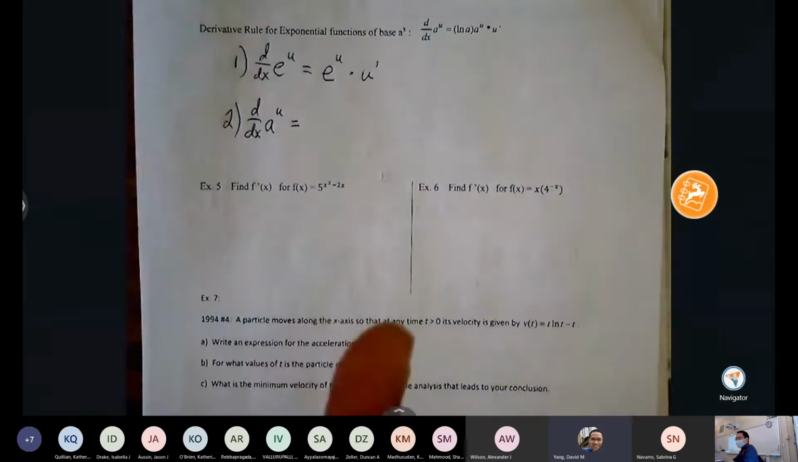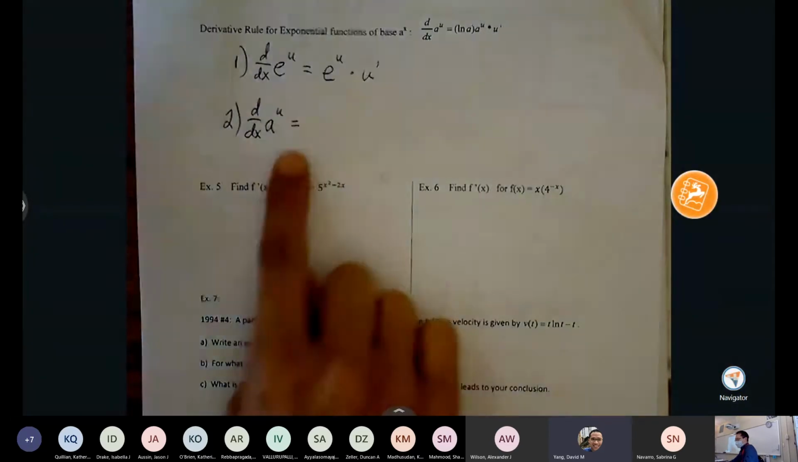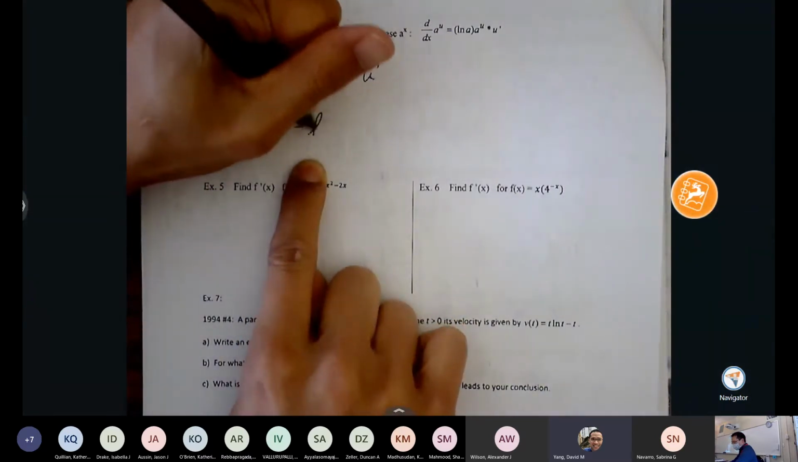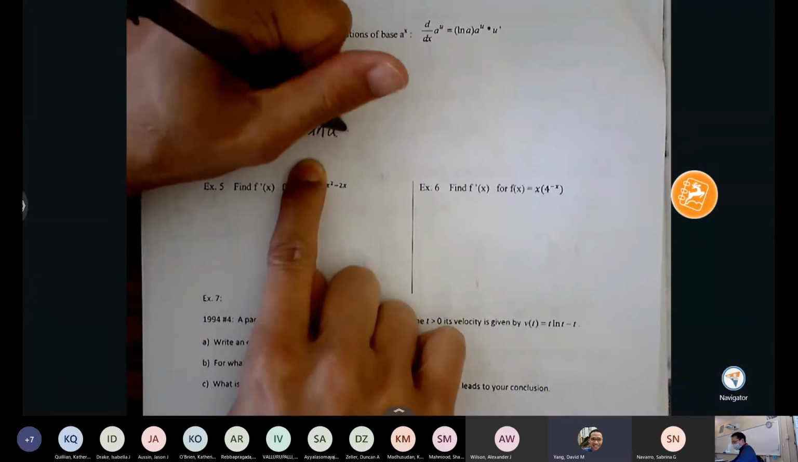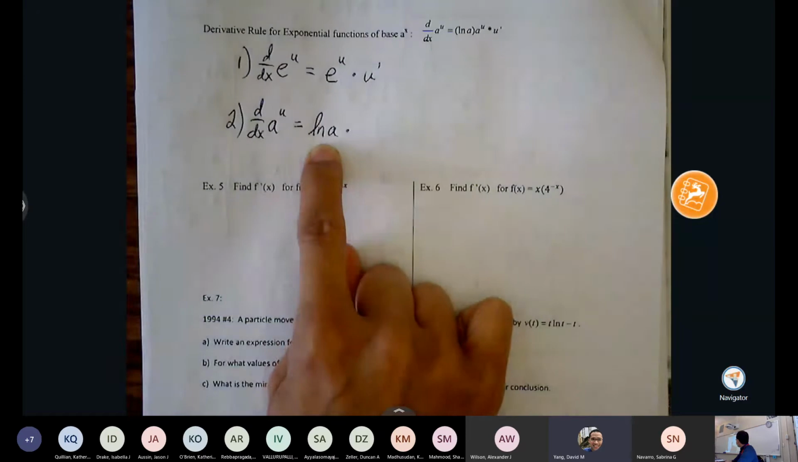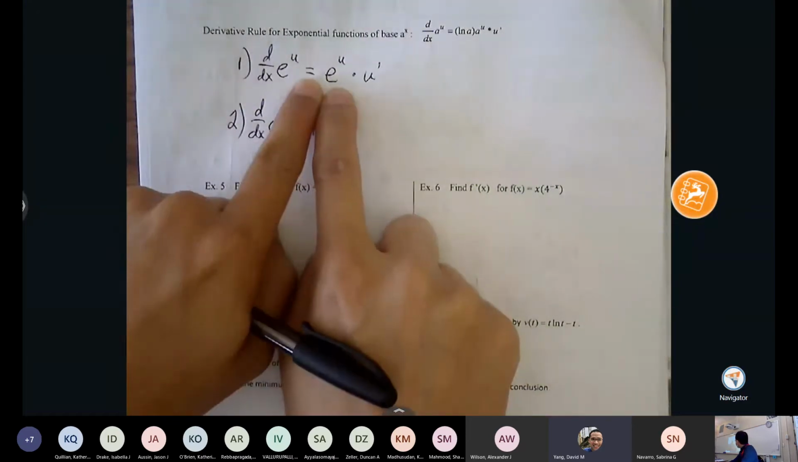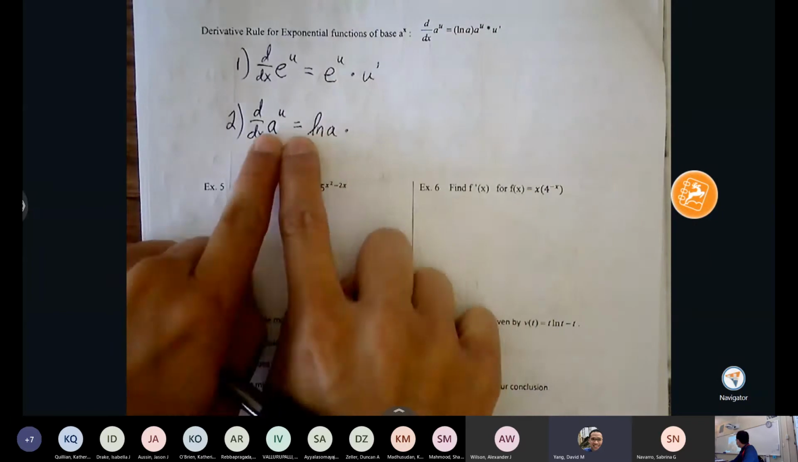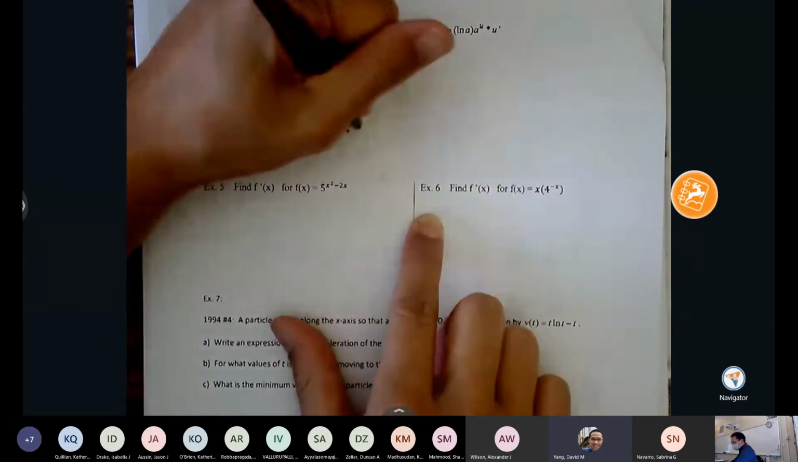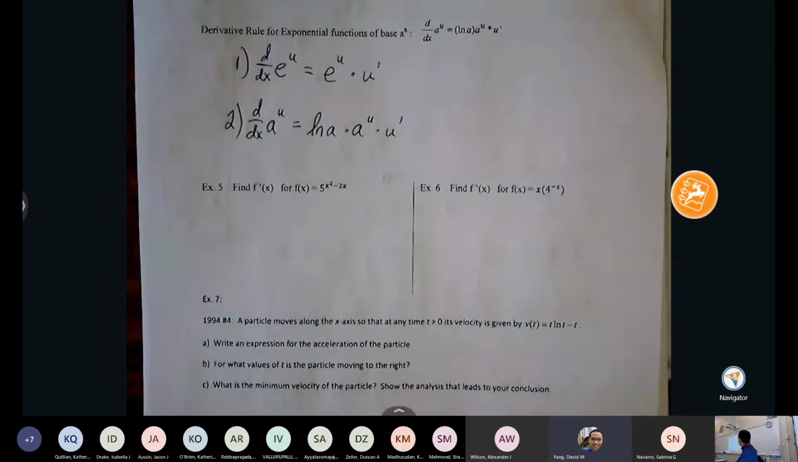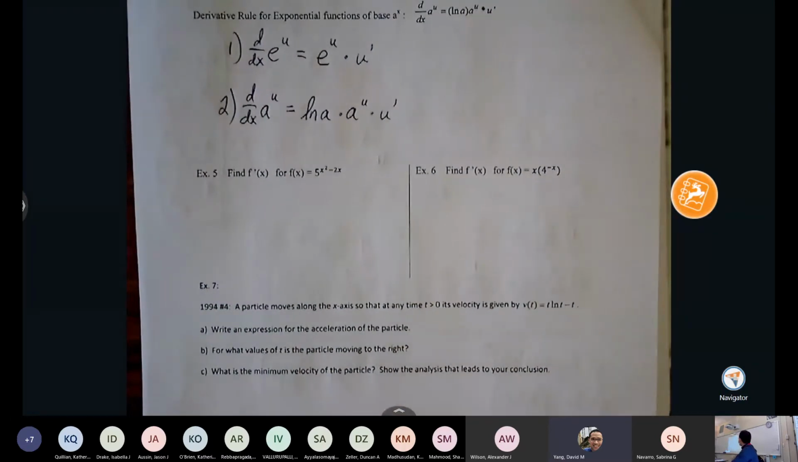Then the process will look the same as before. It'll be the original function times the exponent's derivative. So there's a conversion that has to happen for the base e. Instead of in the denominator, now it's in the numerator. So natural log of a times, now it looks just like your original rule. Original function times exponent's derivative. Just a different base. Questions there?